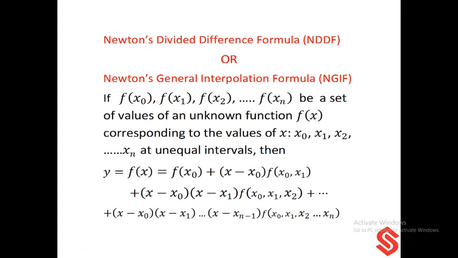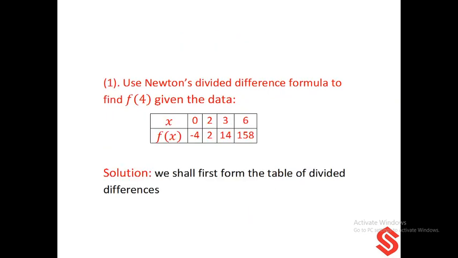And now let us solve problems by using this Newton's divided difference formula. The first problem: use Newton's divided difference formula to find f(4) given the data x and f(x). When x is 0, f(x) is -4. For x equal to 2, f(x) is 2. When x is 3, f(x) is 14. And when x is 6, f(x) is 158. So first let us construct the divided difference table.